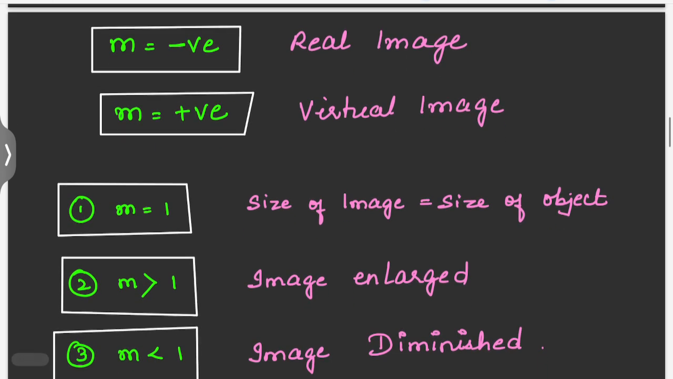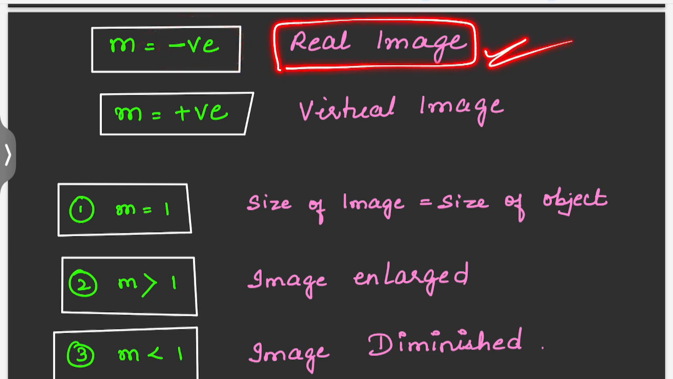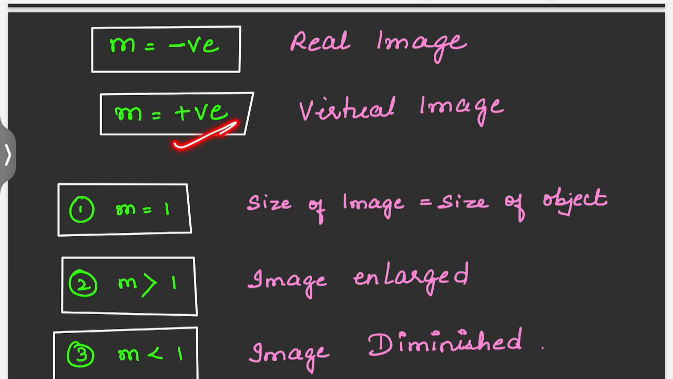Next, these are the important points which you have to make a note of. If you are getting a negative M value, the meaning of that is that the image formed is a real image. If M value is positive, then a virtual image will be formed. If M is equal to 1, the meaning is the size of the image formed is equal to the size of the object. So size will be equal.